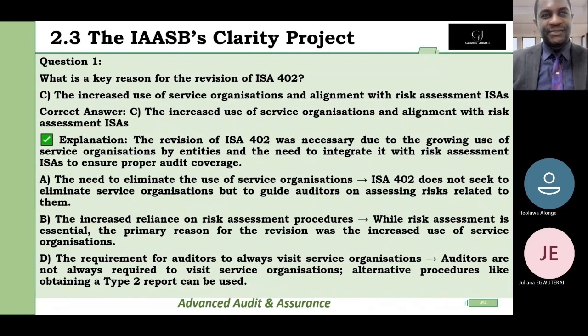Number 1. What is the key reason for the revision of ISA 402? Exactly, they got it. C. Okay. Explanation: the revision of ISA 402 was necessary due to the growing use of service organizations by entities and the need to integrate it with risk assessment, international standards, and auditing to ensure proper audit coverage.